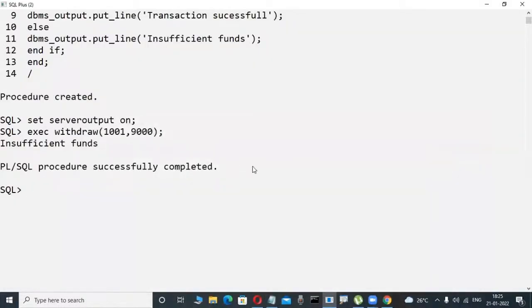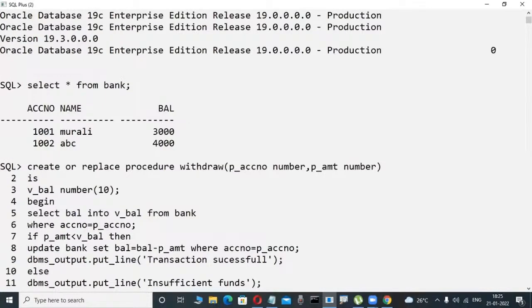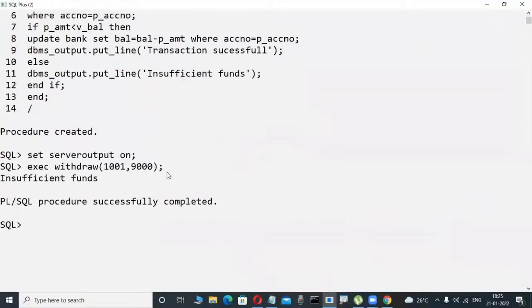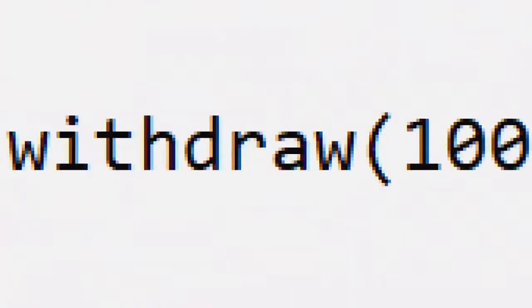And now here, check it out. For example, in this case, my balance is 3,000. Now I try to withdraw 2,000 rupees, for example. And now here, check it out. Observe it here. Now 1001 is my account number. I try to execute again, withdraw.